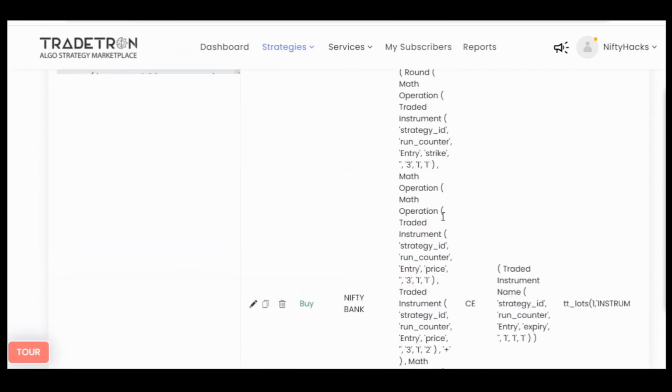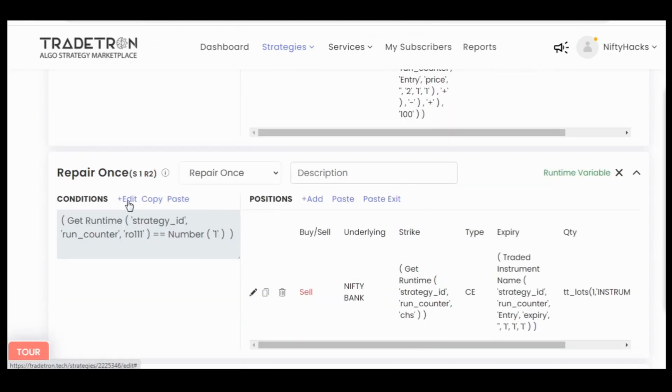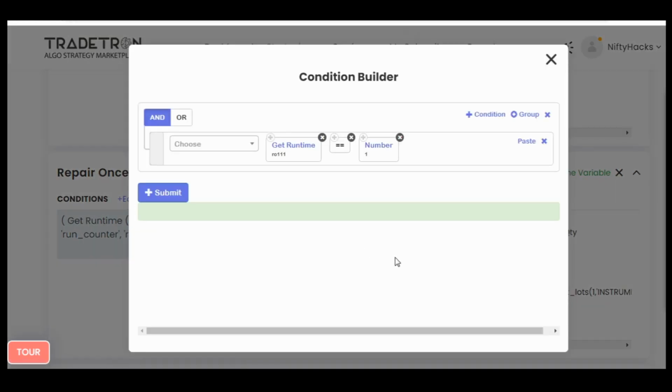Now after I buy hedges at break even, I will go to repair ones 2. I'll explain the reason also for why I have done that. So see, I have used get runtime RO111. What is this? This is just to check whether RO111 has happened or not, right?